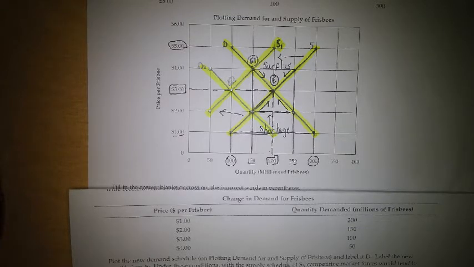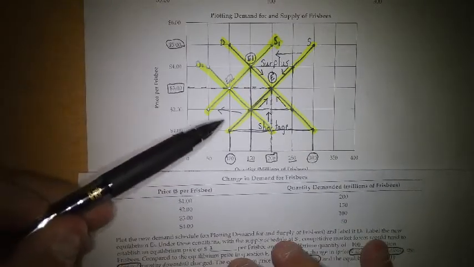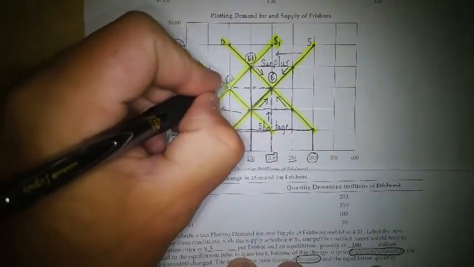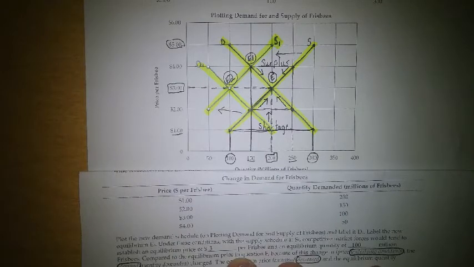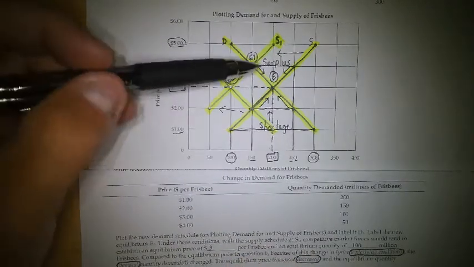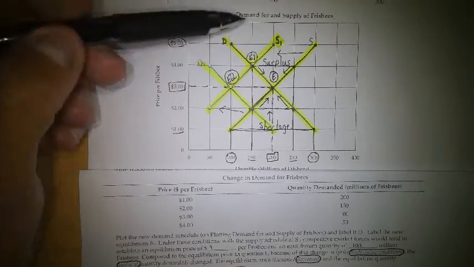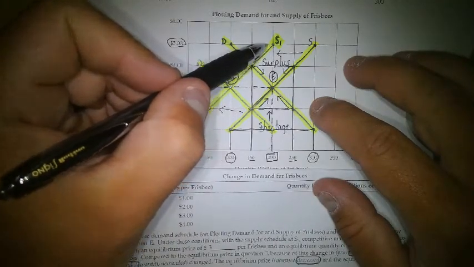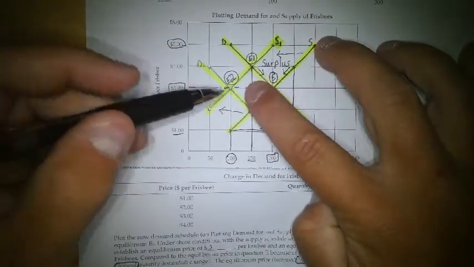But where we originally were, that's a good thing, right? Because we were high. Our price had jumped on us. So, after we plot the new demand schedule, it says label it D1. We'll label the new equilibrium E2. You'll see that? Okay. It says, under these conditions, the supply schedule at S1, competitive market forces would tend to establish an equilibrium price of what? All right, so now we're comparing D1 and S1. These are our new lines. You guys understand that? So where's our equilibrium when S1 and D1 intersect? $3.